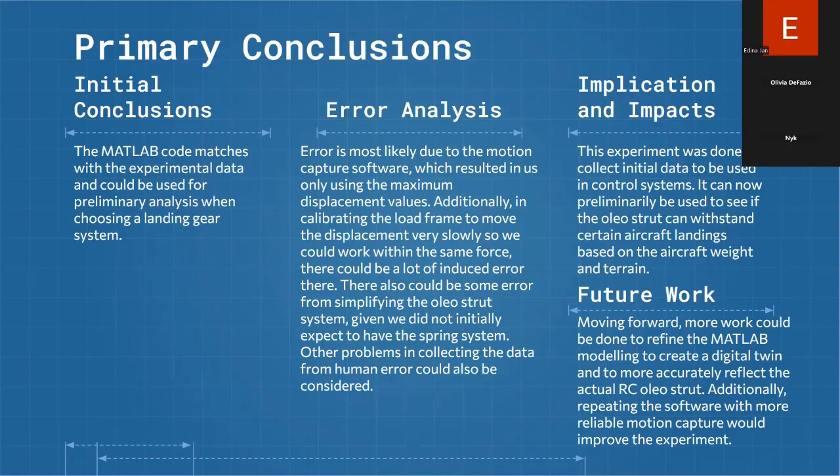The implication of this experiment was we were just trying to collect some data so that we could work with this system moving forward. And moving forward, we're going to do more modeling and more MATLAB coding to create a digital twin and more accurately reflect the actual RC Oleo strut.